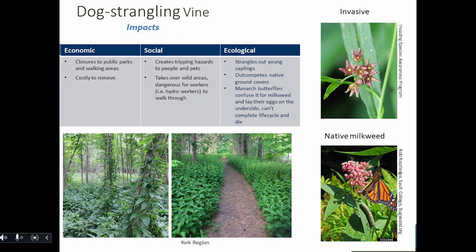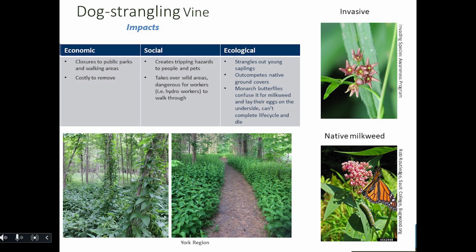Some of the ecological impacts are it strangles out young saplings, and it does outcompete native ground covers. A really important ecological impact is its reduction of monarch butterfly populations. So the adult butterflies will confuse dog strangling vine for a native milkweed because it is in the milkweed family, and they will lay their eggs on the underside of the leaf, but the larvae can't complete their life cycle and they will eventually die. So this has had a detrimental effect on the monarch butterfly populations, unfortunately.